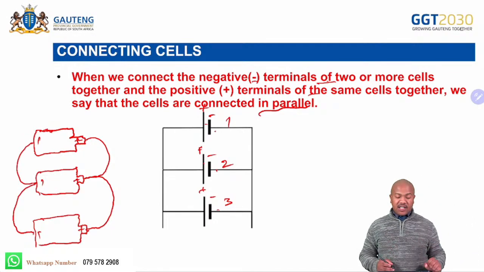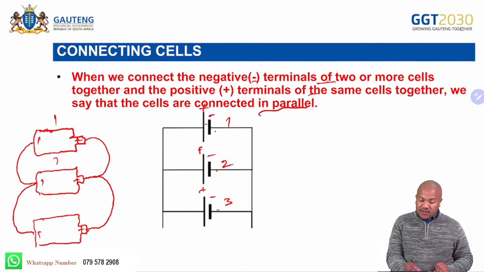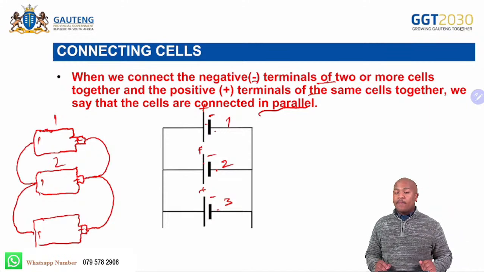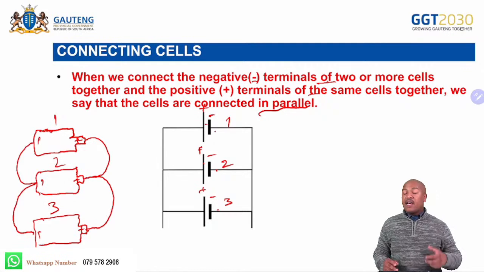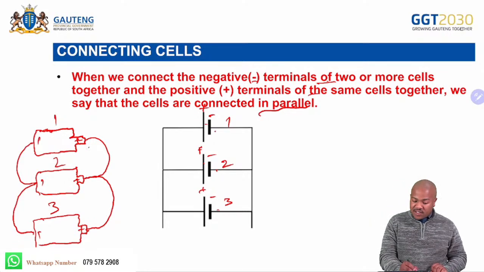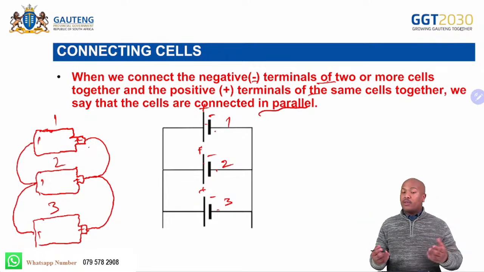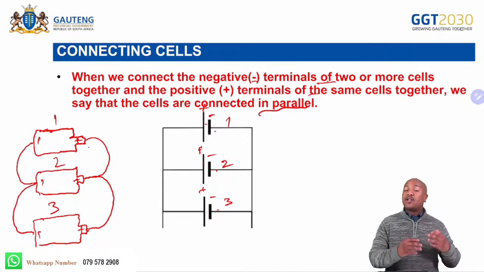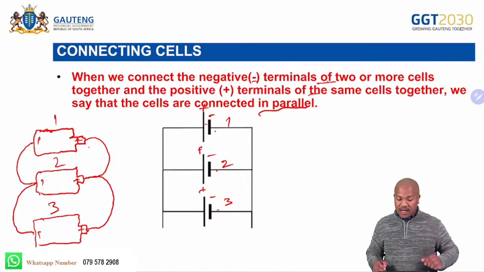Now, can you see that the negative terminal of cell number 1 is connected to the negative terminal of cell number 2, and the negative terminal of cell number 2 is connected to the negative terminal of cell number 3. As well as the positive terminals: the positive terminal of cell number 1 is connected to the positive terminal of cell number 2, and the positive terminal of cell number 2 is connected to the positive terminal of cell number 3.